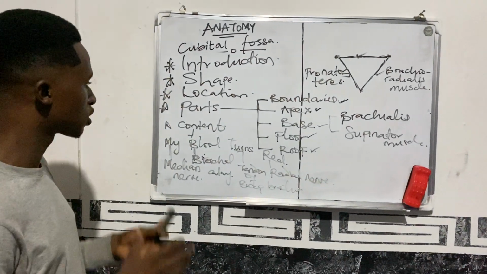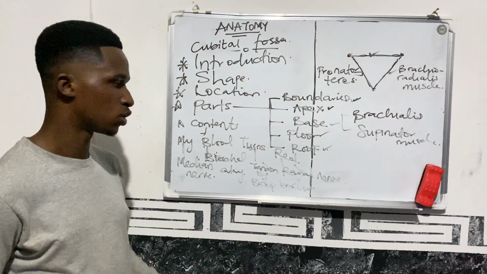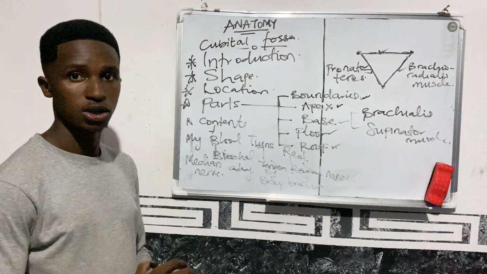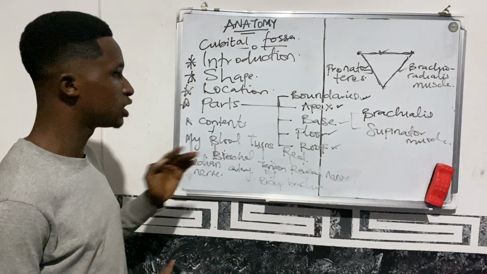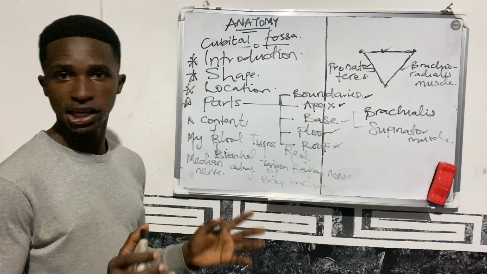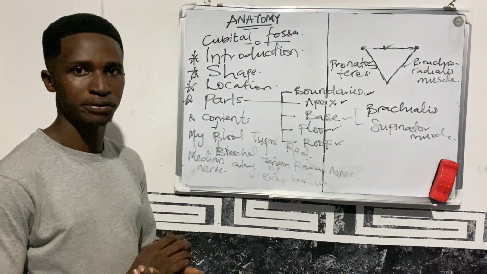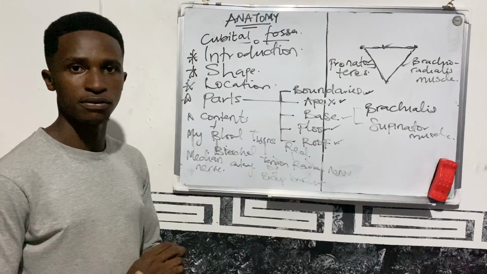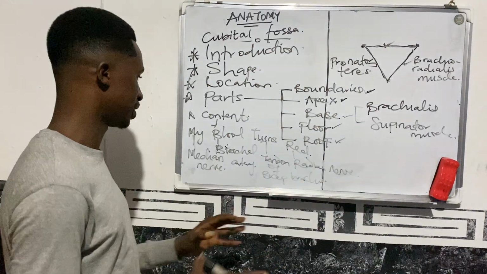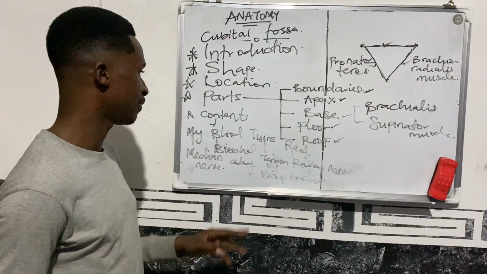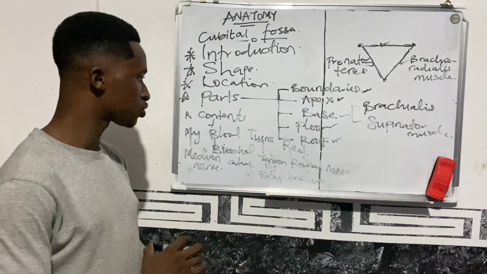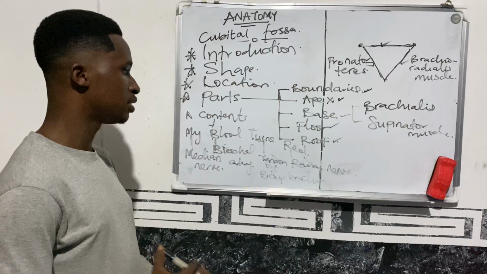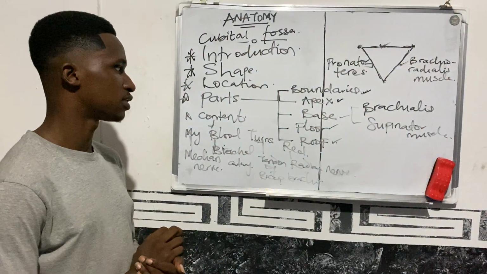These are the deep contents of the cubital fossa. Take note, the cubital fossa also has superficial content, which I will mention to you. But know the deep content of the cubital fossa. Generally, when you are asked the content of the cubital fossa, they are telling you about the deep contents. My blood turns red. My means median nerve. Blood means brachial artery. Turns means tendon of biceps brachii. Red means radial nerve.